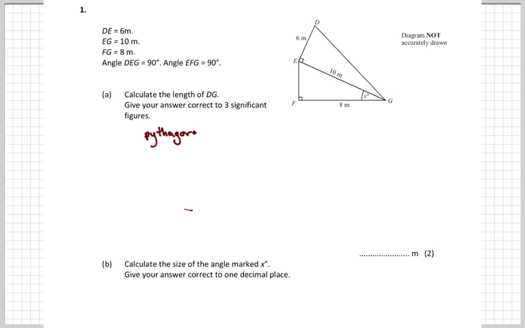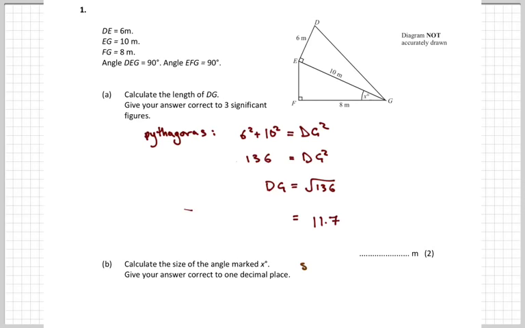To find the length of DG, we're going to use a squared plus b squared is c squared. So DG squared is 136, meaning DG is square root of 136, which is 11.7.